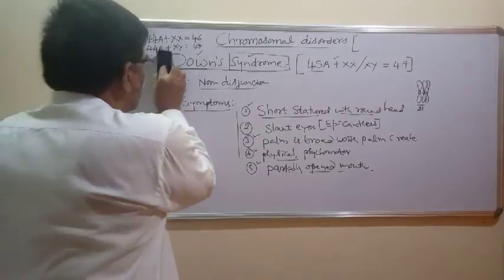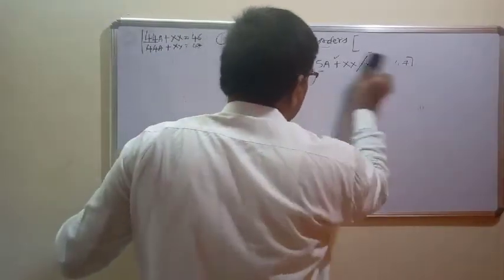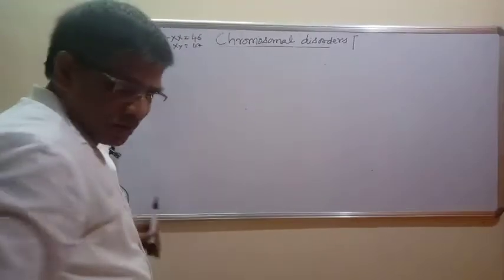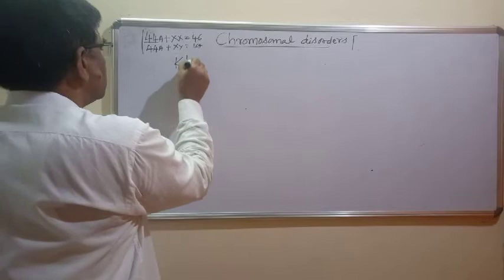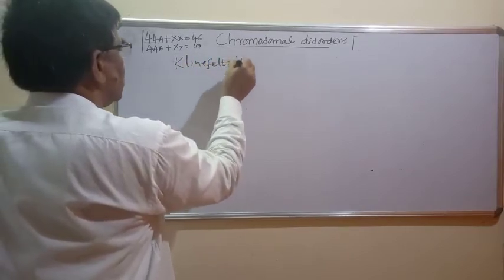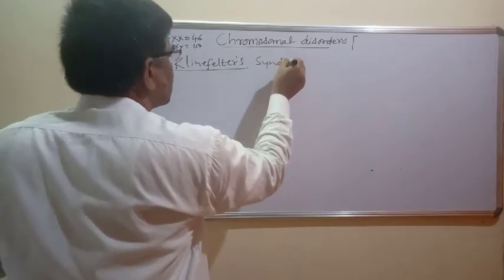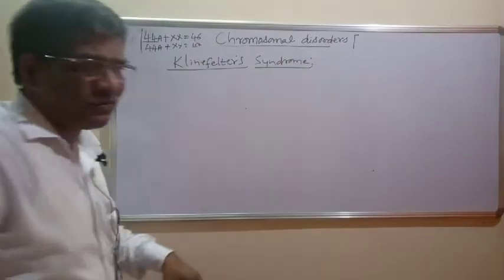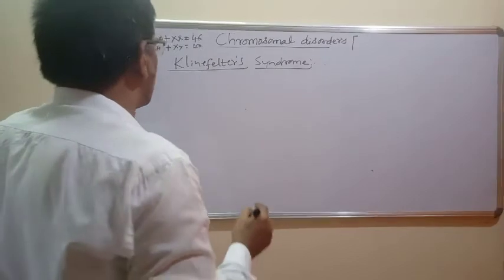Now let us move to one more chromosomal disorder, that is Klinefelter syndrome. Klinefelter's syndrome. These are all syndromes. We call them a syndrome because it is a collection of symptoms that will be there. Therefore they are called a syndrome.